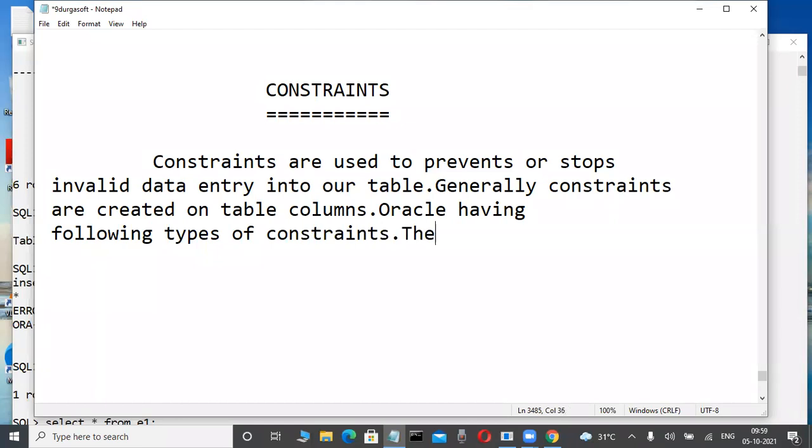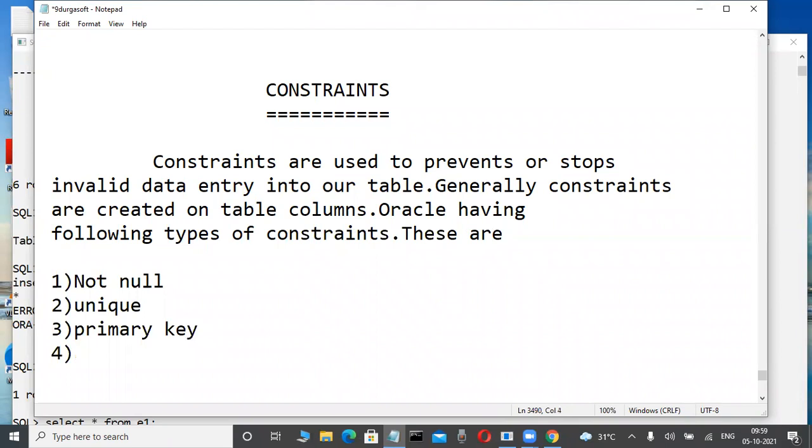Don't write it yet; observe for one minute. First one is not null. What it is, I will tell you. Second one is the unique constraint. Third one is primary key. Up to this one, it is dead easy. But from foreign key onwards, it is a very big concept.